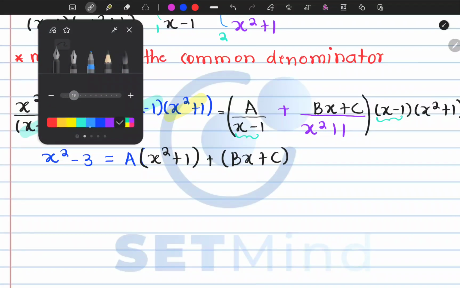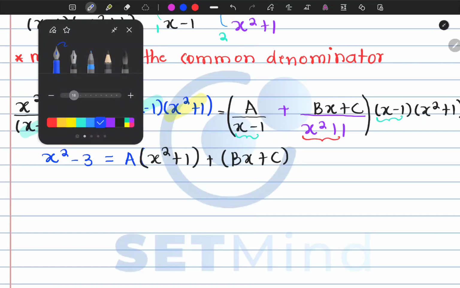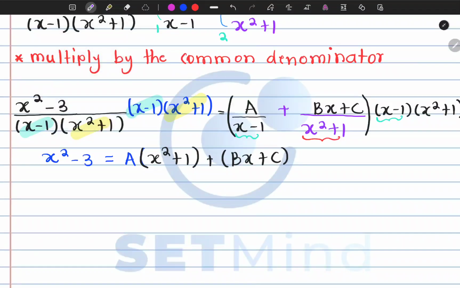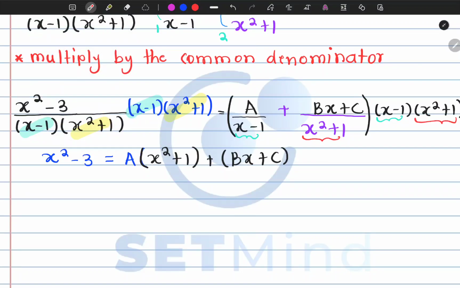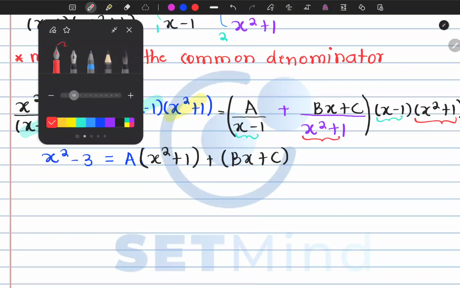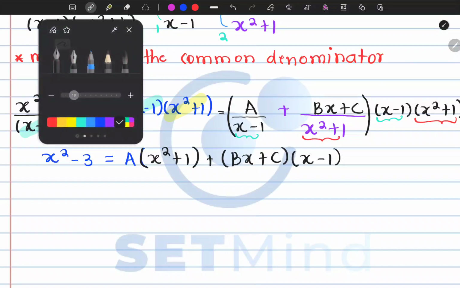And if you look carefully, this term here, when it multiplies with the other one, this term will cancel with that term, which means this bx plus c will be left to multiply with x minus 1, like that. So now we need to go ahead and solve for a, b, and c.